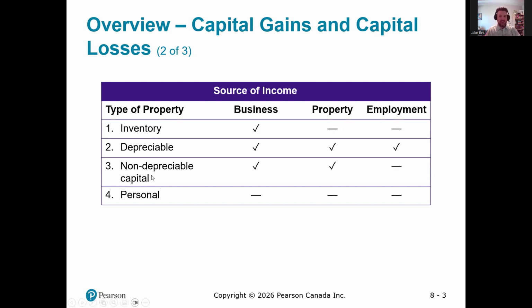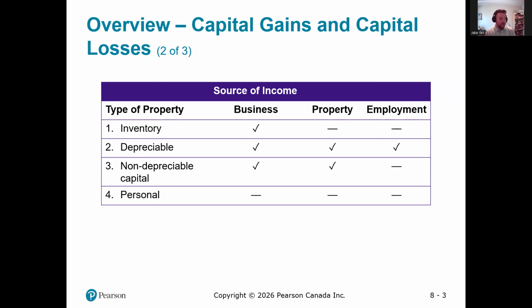Non-depreciable property is not always expected to lose value. Non-depreciable property is usually shares, stocks, and land. Those are the two biggest examples of non-depreciable. So if you sell land for less than you paid for it, that will confer a capital loss.